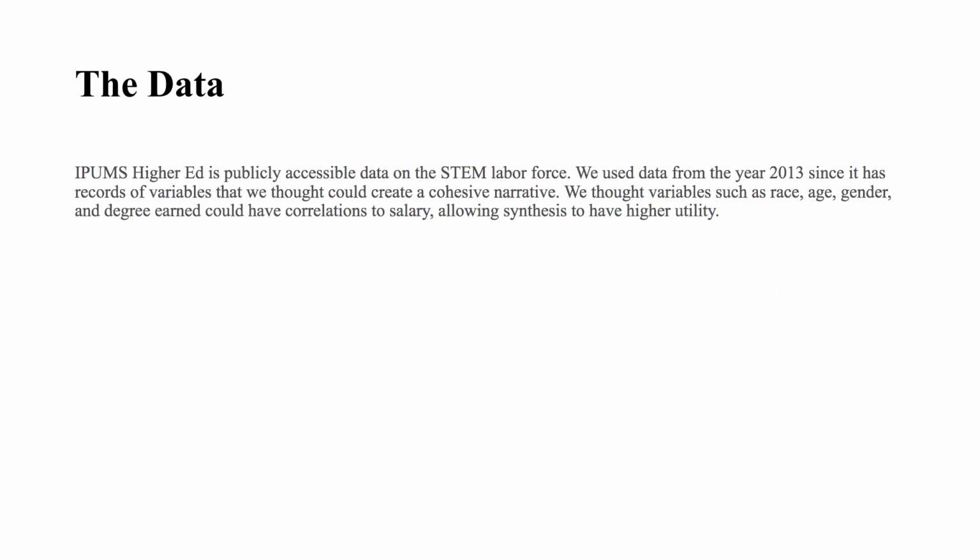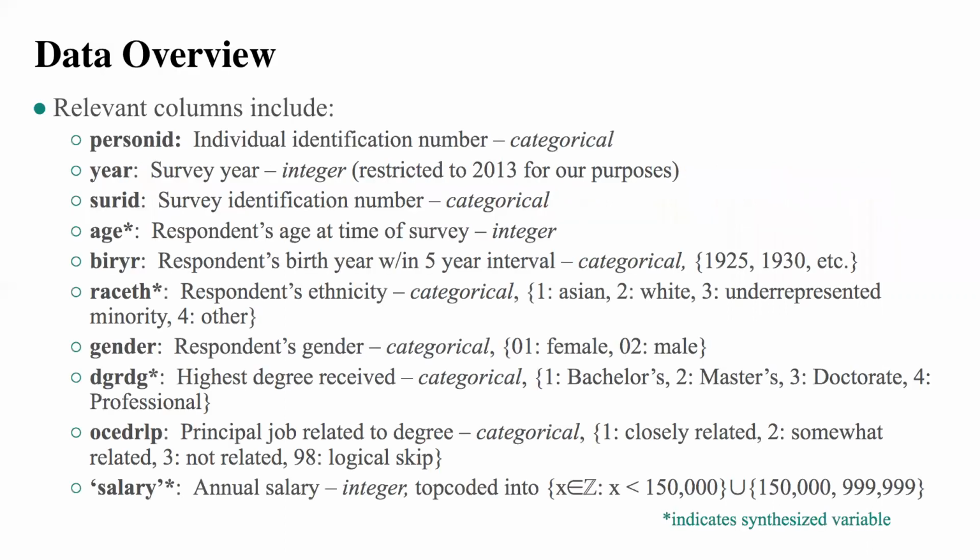Yeah, so we took the data from the IPUMS higher education, and we stripped specific variables from the year 2013, and the most important ones that we thought were age, race, gender, salary, to have a cohesive narrative, trying to have a solid relationship between the variables. So we did our synthesis sequentially. We figured out the age through the birth year after fixing the intervals. Then we went through race to see how race might predict the degree, which we then use all of to predict the salary.